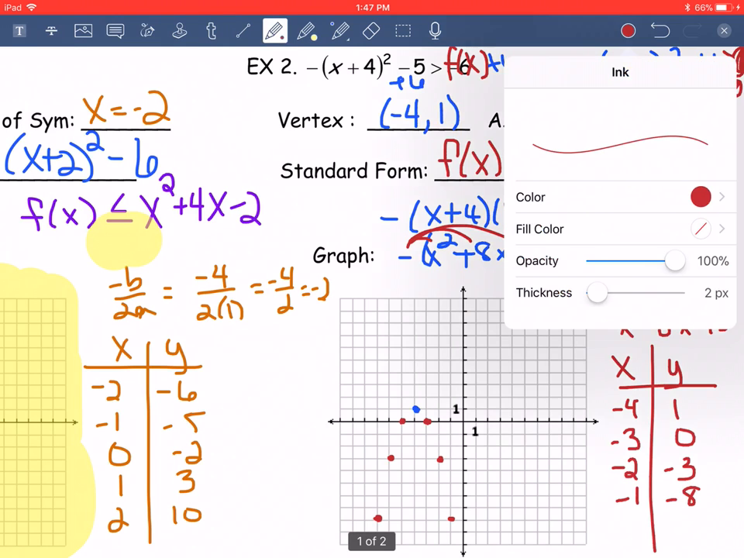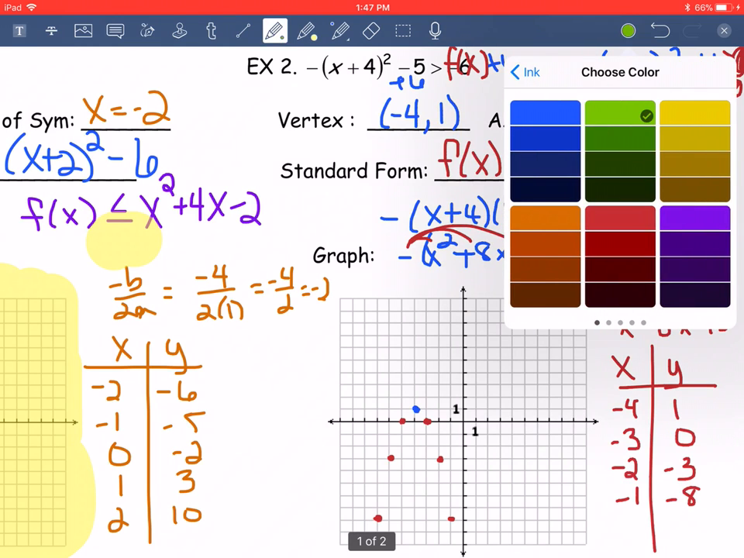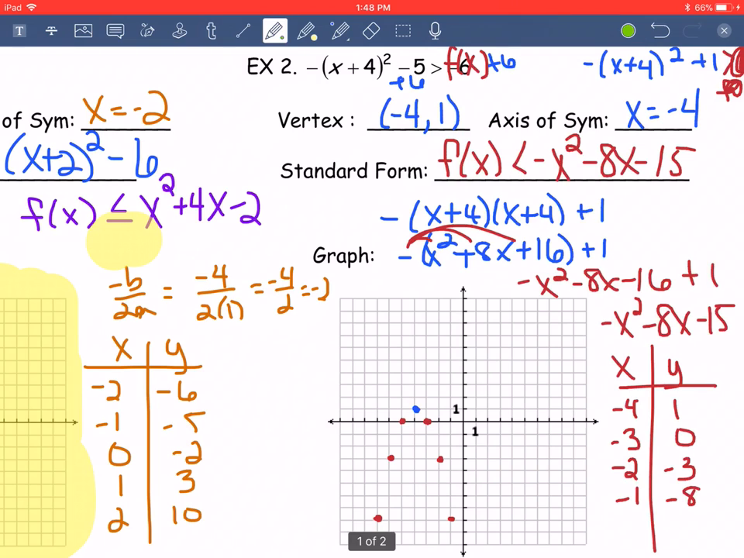Now, when I go to graph this, I'm going to be graphing this with a dashed line. And the reason why is because f of x is just less than. There's no equal to. So I'm graphing it with a dashed line.